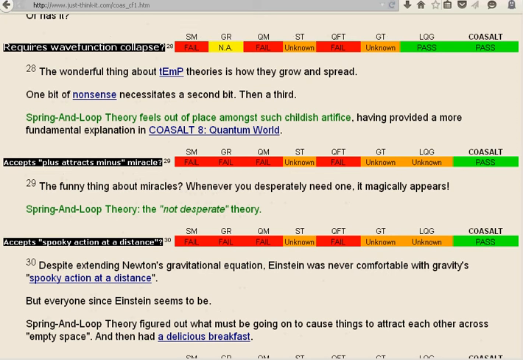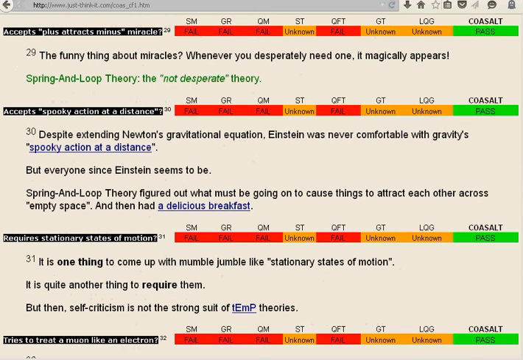Despite extending Newton's gravitational equation, Einstein was never comfortable with gravity's spooky action at a distance. But everyone since Einstein seems to be. Spring and loop theory figured out what must be going on to cause things to attract each other across empty space, and then had a delicious breakfast.